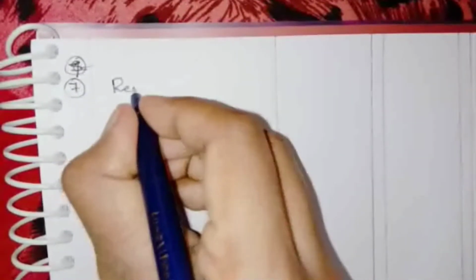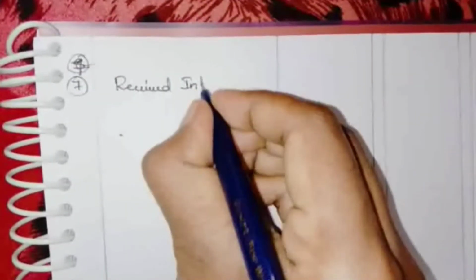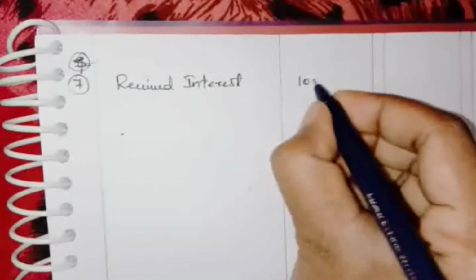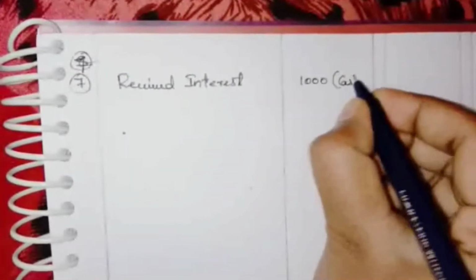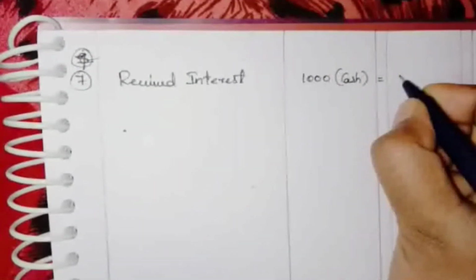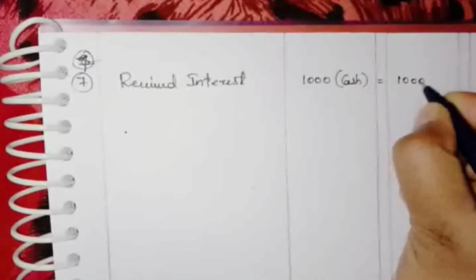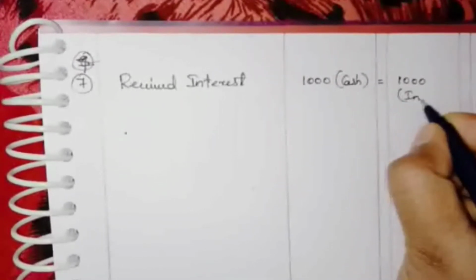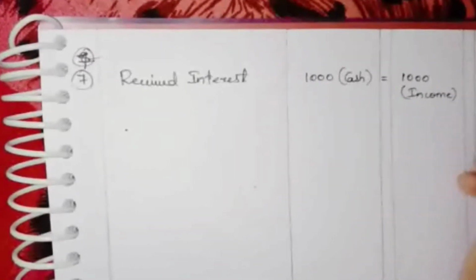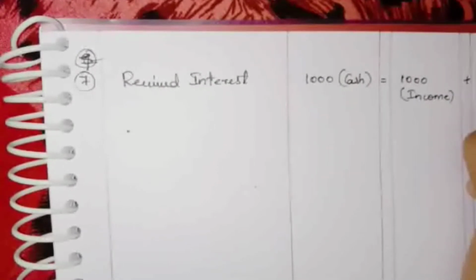Yes, next, that is received interest. Received interest is income to the business, therefore we will add it to the capital account. In exam also you can present in this format only. So received interest 1,000, that is cash we received, so add to the assets. It is a profit, therefore add to the equity, that is capital. It is an income.